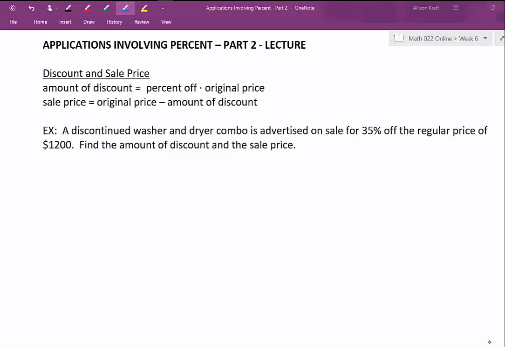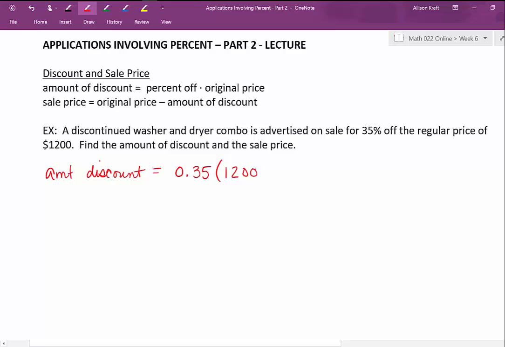A discontinued washer-dryer combo is advertised on sale for 35% off the regular price of $1,200. Find the amount of discount and the sale price. Our amount of discount is equal to our percent off, written as a decimal since we're writing an equation, 0.35 times the original amount of $1,200. Multiplying those together, the amount of discount is $420.